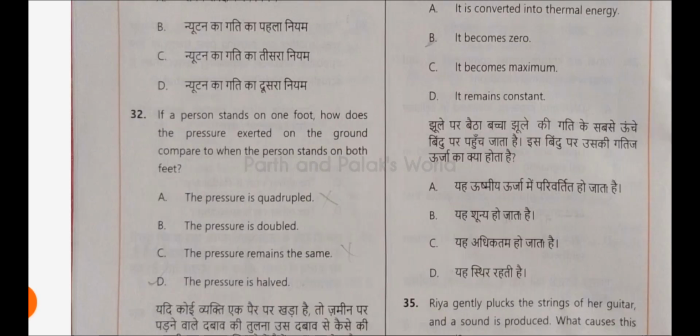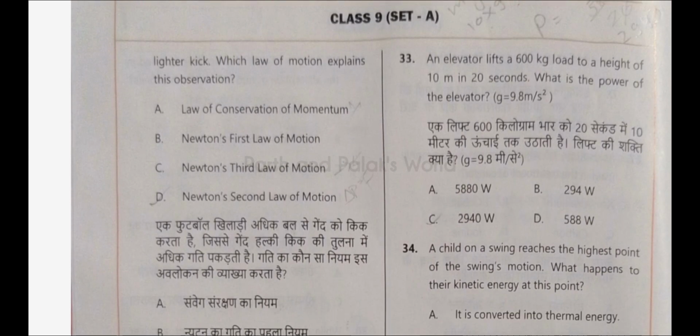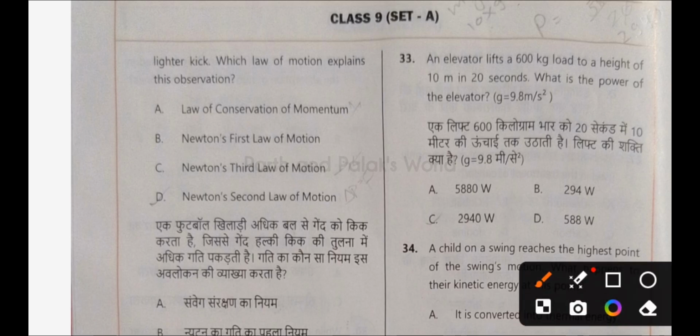Now let us move on to the question number 33. An elevator lifts a 600 kg load to a height of 10 meters in 20 seconds. What is the power of the elevator? So the answer of this question would be option C, 2940 watts. So how we have taken this?